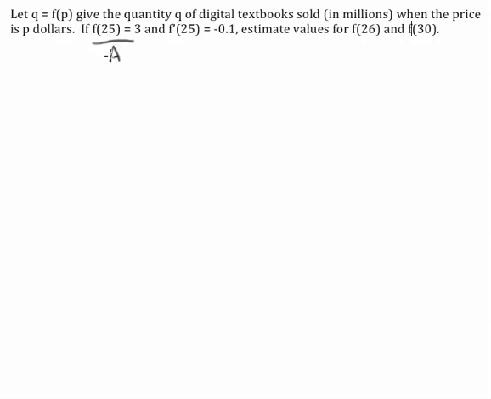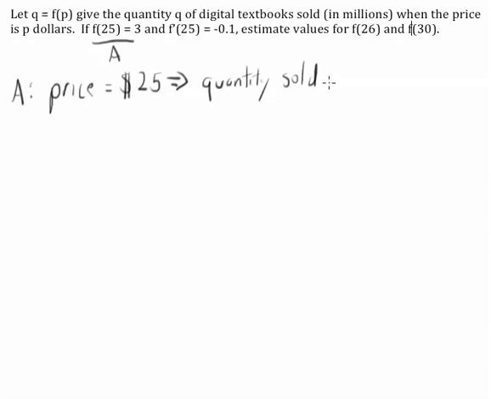Let me call this statement A. What does A mean? Well, that input is price. That is measured in dollars. And that results in a quantity sold equal to 3 million. So when the price is $25, we get to sell 3 million textbooks.